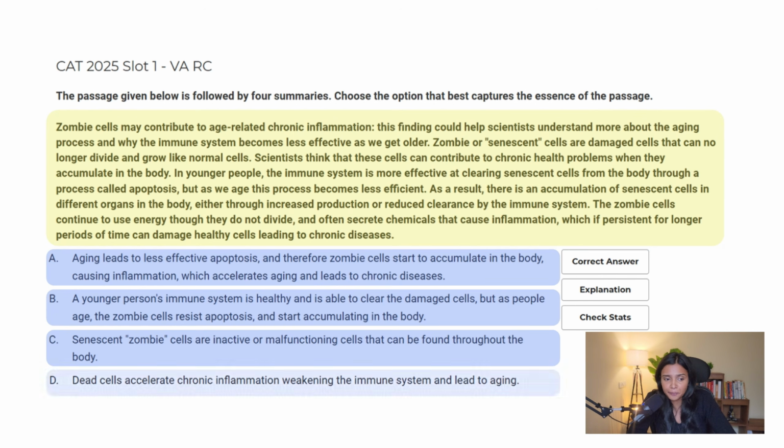And then there is option D: dead cells accelerate chronic inflammation, weakening the immune system and lead to aging. Again, it's a wrong cause and effect. The passage says that aging weakens the immune system and the clearance, leading to zombie cell accumulation. But the option says that inflammation weakens immunity, causing aging. So very clear wrong cause and effect. Plus a very clear distortion. Nowhere are we talking about dead cells in the passage. We are talking about zombie cells that cannot divide. Very clearly the answer is option A, which kind of summarizes all the main ideas that were in the passage.